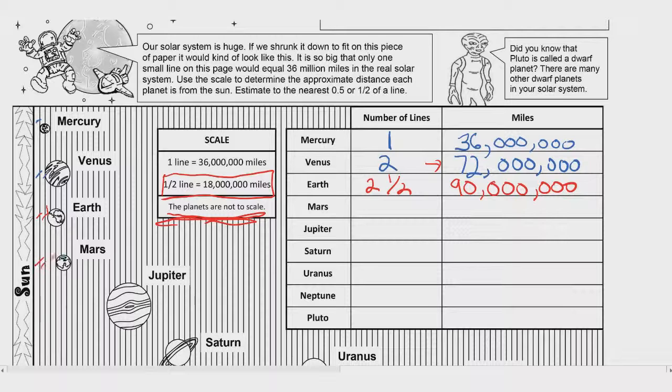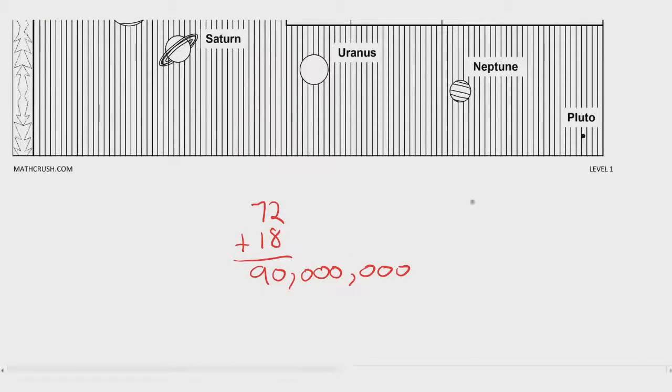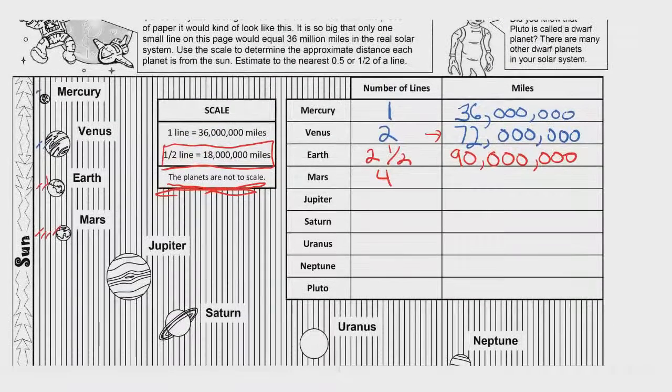Mars is 1, 2, 3, 4. So we know Mars is 4 lines. Well, Venus is 2 lines at 72. So all we have to do is double it because 2 plus 2 is 4. So I'm going to come down here really quick, and I'm going to say 72 plus 72. I get 4. 7 plus 7 is 14. And all I do is add 6 zeros. So I get 144 million. 144, and then 1, 2, 3, 4, 5, 6 zeros.